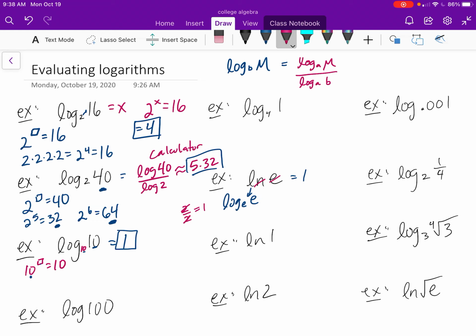All right, moving back. Log of 100. Again, log with no base there is assumed to be 10. So 10 to what power equals 100? So 10 squared. So this is 2. Now, if you do either of these in the calculator, because they are base 10, hit log 10, you should get 1. Log 100, you'll get 2.